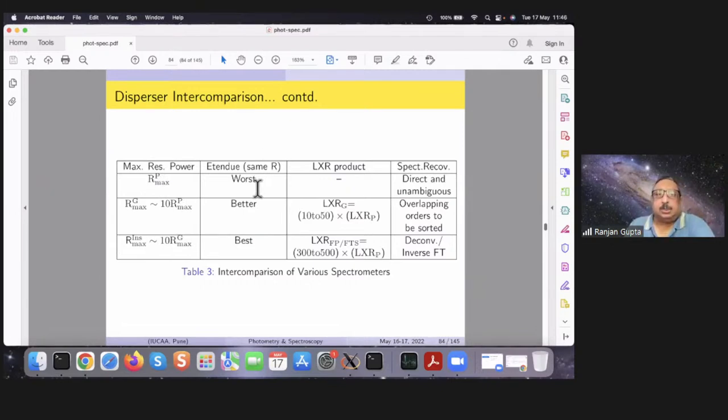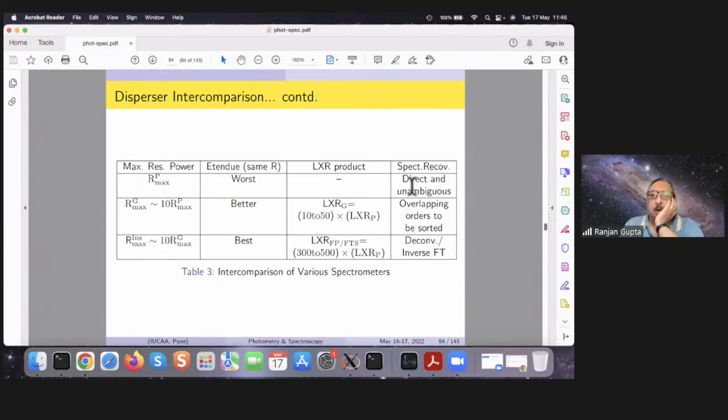So I tell you, the same word again I'm using here is the output. In this case, prism is worse. Again, all this relation is within that spectral bit. Better and best. And L cross R in this case is almost 100 times, I mean almost up to 500 times better than the prism.